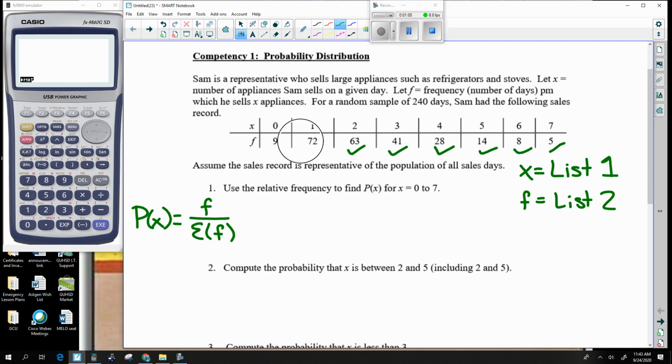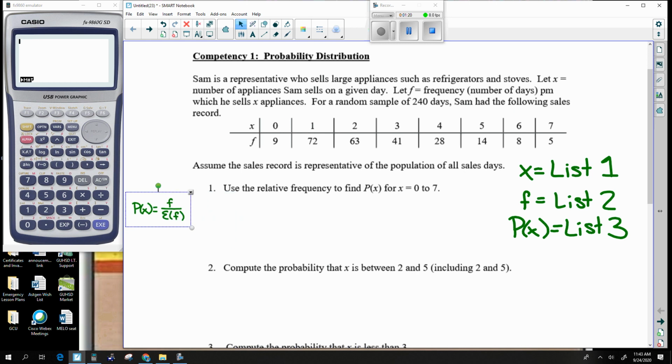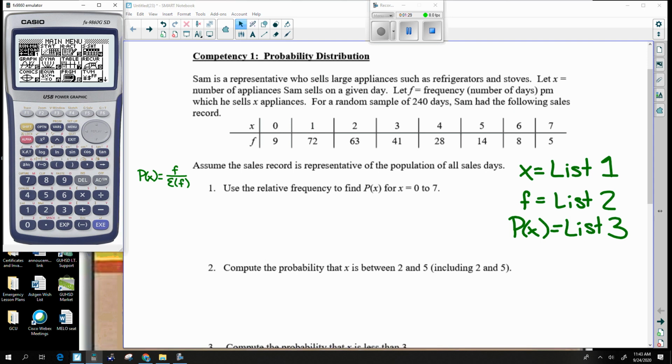So my answer to this is going to be a list. So I'm going to take that list and make it list 3 in my calculator. All right, so here is the formula that I'm following, and now I need to find the individual probabilities for 0 to 7. So I set up my calculator with my list 1 and list 2. So again, that's the individual numbers and then the number of those numbers.